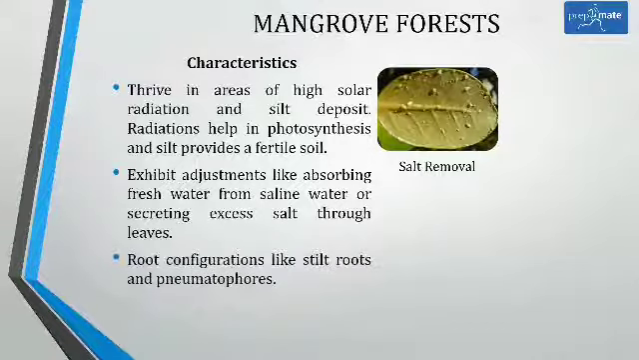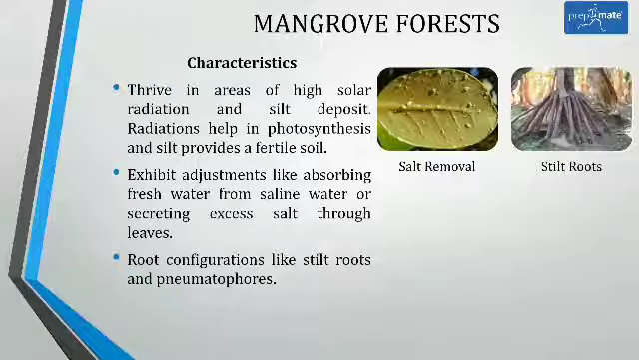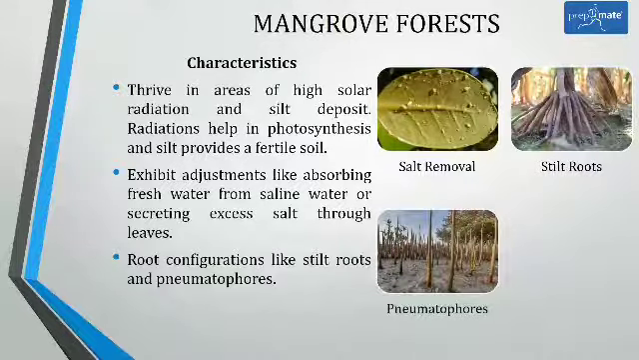Mangroves also exhibit a variety of root configurations. Root configurations enable mangroves to exchange gases from the atmosphere without the involvement of soil. Some mangrove species, such as Rhizophora, have roots emerging from the trunk of the tree above the ground level. These roots are called stilt roots. Other mangrove species, such as Avicennia, have vertical roots emerging upwards from the soil. These roots are called pneumatophores.